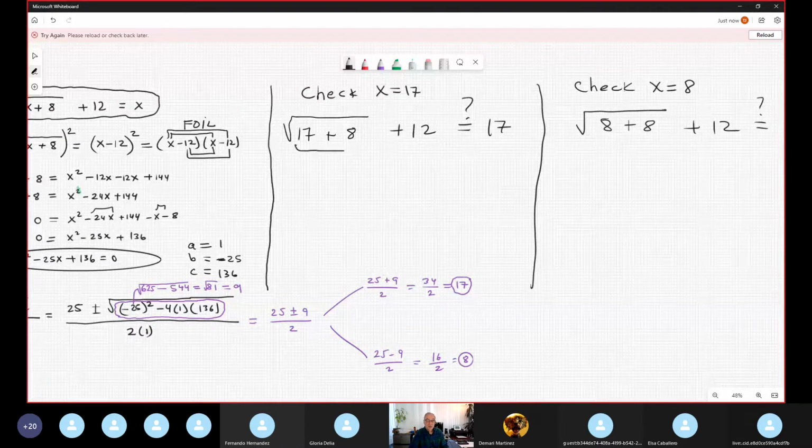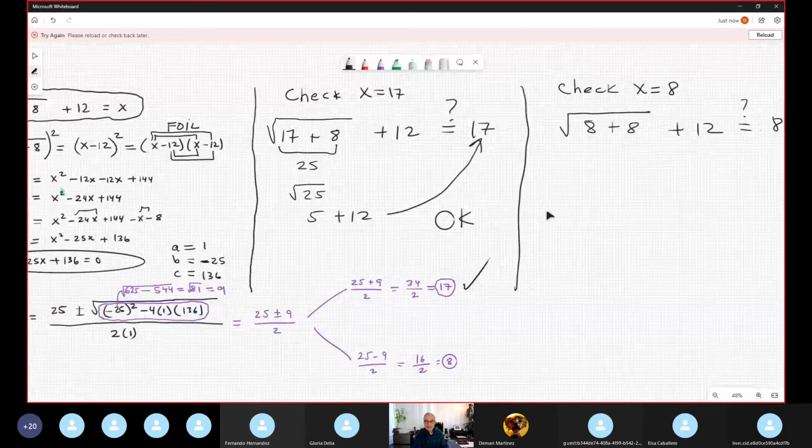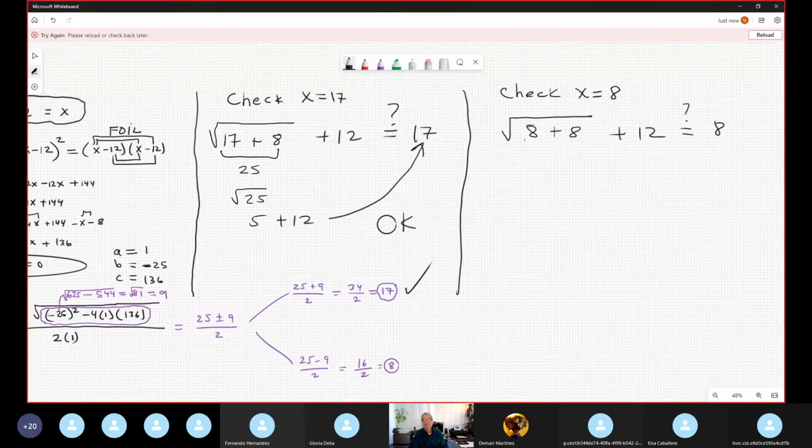Okay, this and this together is 25. And square root 25 is 5. And 5 plus 12 is 17. Okay, therefore 17 is perfect. 8 plus 8 is 16. And square root 16 is 4. And 4 plus 12 is not 8. This is completely false.